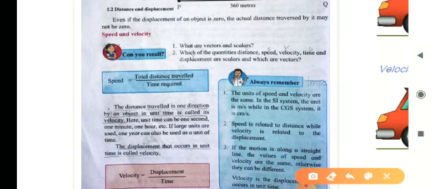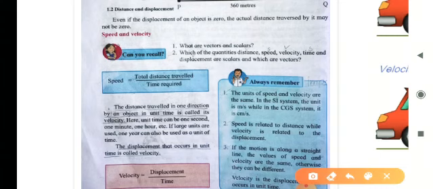In the differences between distance and displacement also it's given there. It's a scalar quantity and it's a vector quantity. So you can refer to that also. Second question, which of the quantities distance, speed, velocity, time and displacement are scalars and which are vectors? So here distance is a scalar quantity, speed a scalar quantity, velocity is a vector quantity, time scalar quantity and displacement vector quantity. Fine. Now I hope you have understood this well.